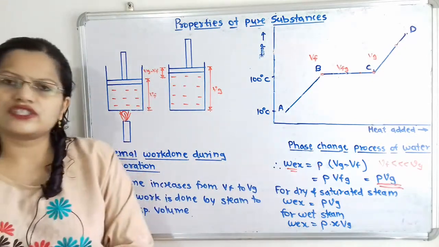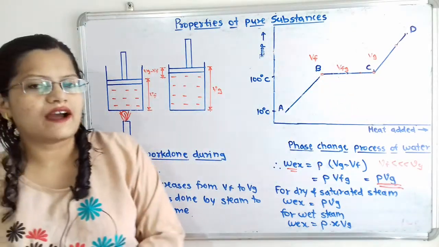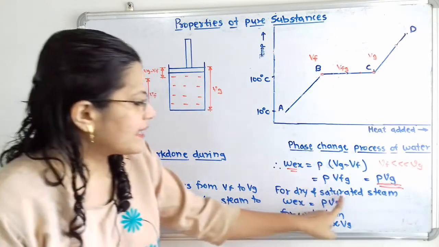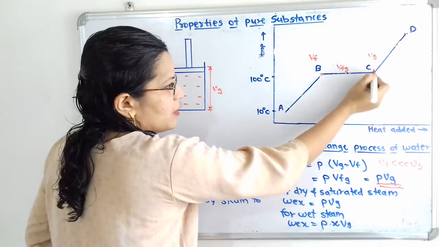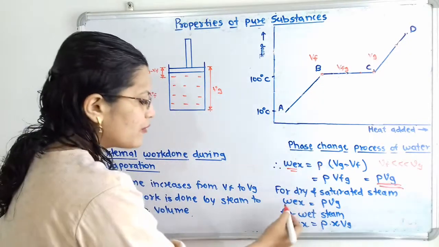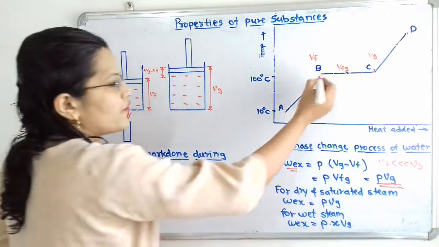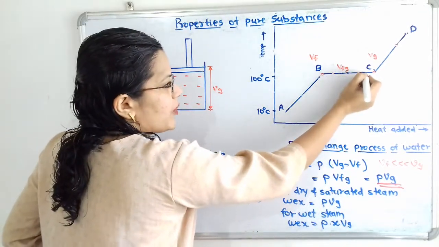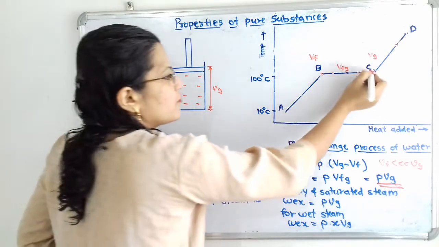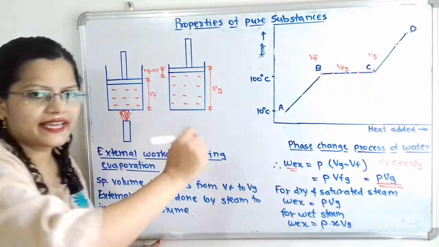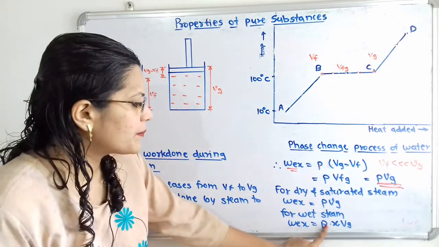Now there are different conditions of the steam, that is the dry and saturated steam as well as wet steam. So what formula do we have to use for different conditions? For dry and saturated steam, the point will be at point C. Now at this point C volume is Vg. So we have to take the formula external work done is equal to P Vg. And for wet steam, that means the location of that point is in between B and C, that means here is Vfg. So if we multiply the dryness fraction x with Vg, then we will get the external work done for wet steam. That is W equals P x Vg.